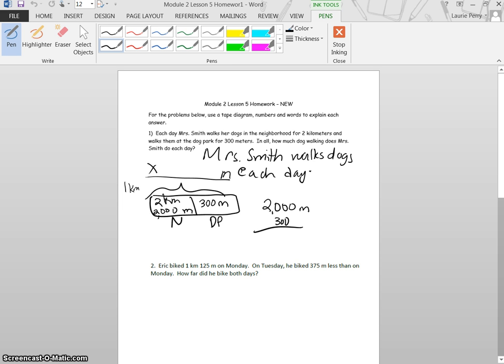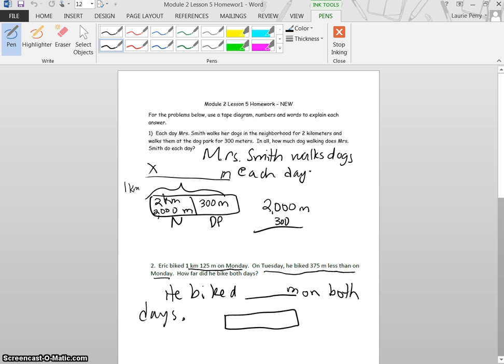Problem 2 says Eric biked for 1 kilometer, 125 meters on Monday, and on Tuesday he did 375 meters less than Monday. How far did he bike on both days? So let's make our sentence. He biked blank on both days. And I'm going to use the smaller unit of measure, which is meters. And then I know my final answer should be Monday plus Tuesday should give me how much he biked in all. Monday we know was 1 kilometer, 125 meters.